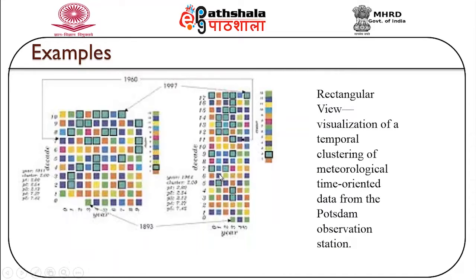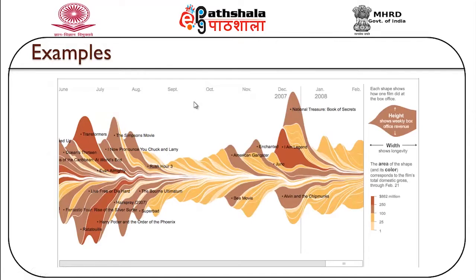So this is another rectangular view of the data set, a visualization of the temporal clustering of meteorological time oriented data from the Potsdam observation station. This is a meteorological data set that was taken with respect to various times starting from 1960 to 1997. This is another example of the temporal data.